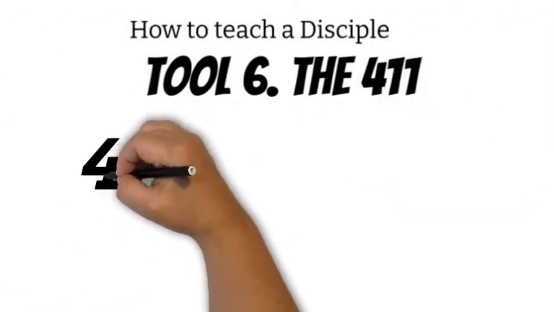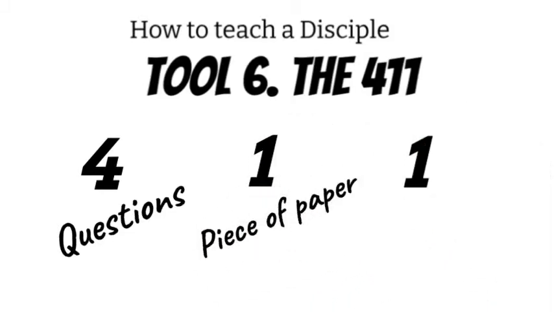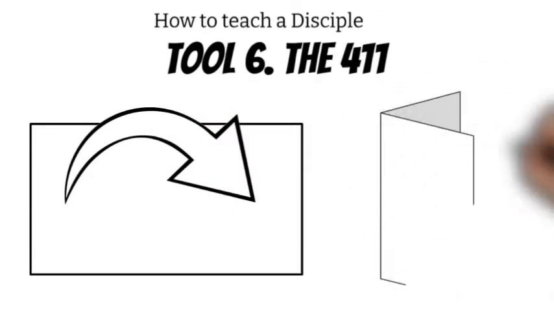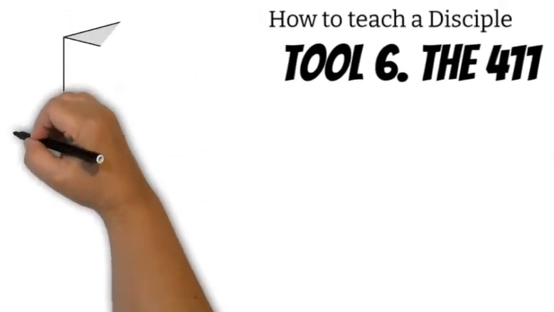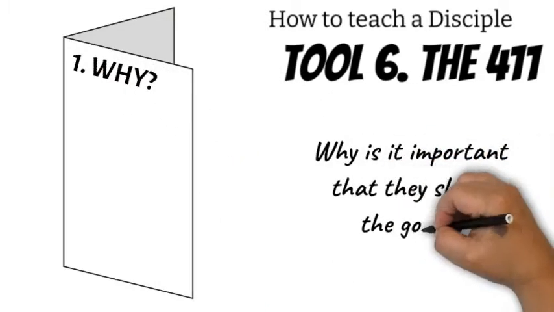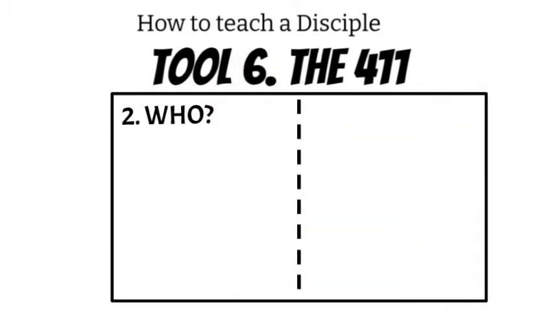This stands for 4 questions, 1 piece of paper and 1 hour. In your training, ask your participants to take a piece of paper horizontally and fold it in half. On the front, tell them to write question 1. Why? Why is it important that they share the gospel? Then tell them to open their folded page, and on the inside left side write question number 2. Who? Who to share the gospel with?